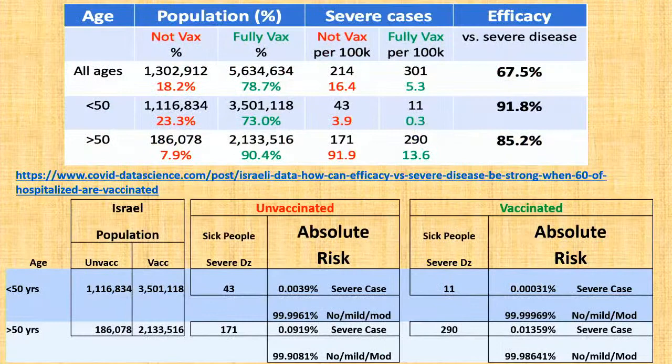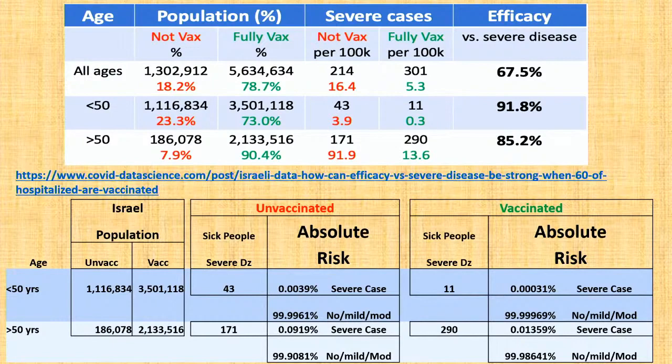This is data out of Israel. Again, they are having that 60% of the overall cases have been vaccinated. The important thing to look at here, and they keep talking about these numbers, and they're saying, well, if you're less than 50, the vaccine has a 91.8% efficacy. And when they look at all ages, it drops to 67. And that's because of how many people are in each age group. And they point out and tell everybody, well, you really need to get the vaccine. Even if you're over 50, it's still 85.2% efficacy.